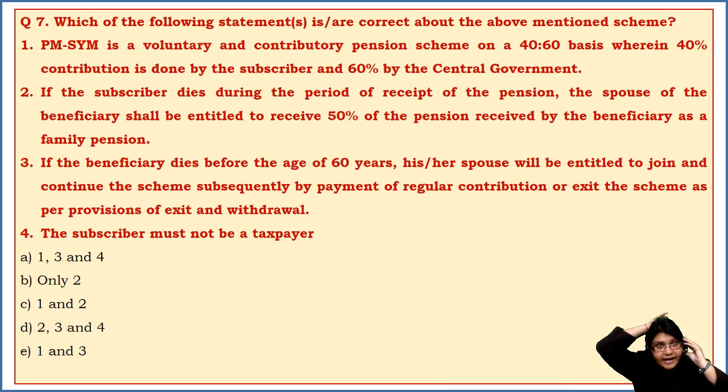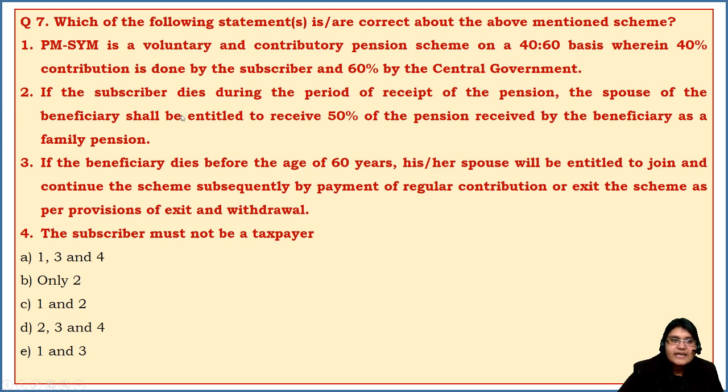You can see here that there are 4 statements given. You need to tell me which of the following statements is or are correct. Read the statements carefully with patience. The first statement says that the scheme we are talking about is a voluntary and contributory pension scheme on a 40:60 basis, wherein 40% contribution is by the subscriber and 60% is by the central government.